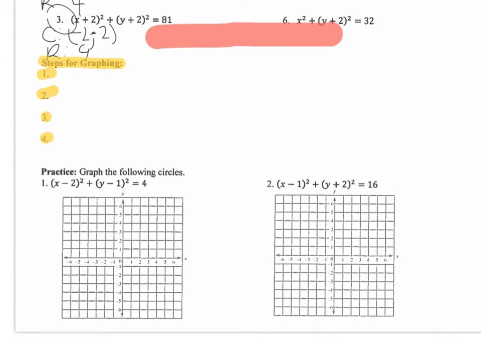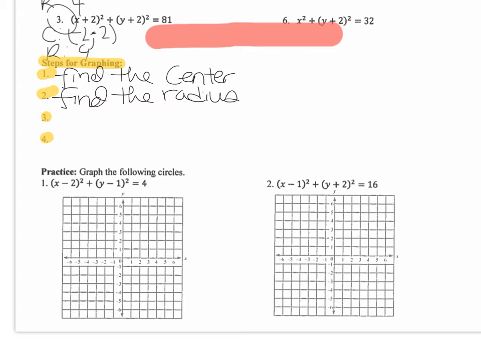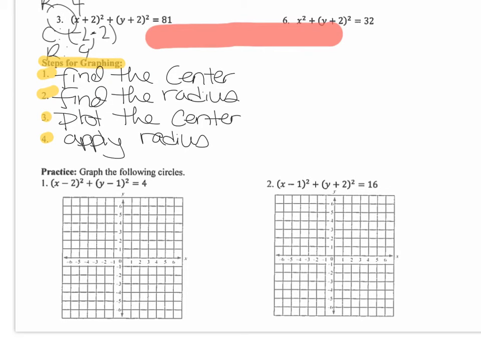Graphing a circle, you're going to love it. It's super easy. Step 1, find the center. Step 2, find the radius. Step 3, plot the center. And my step 4 is apply the radius in 4 directions. Those 4 directions are up, down, left, and right.